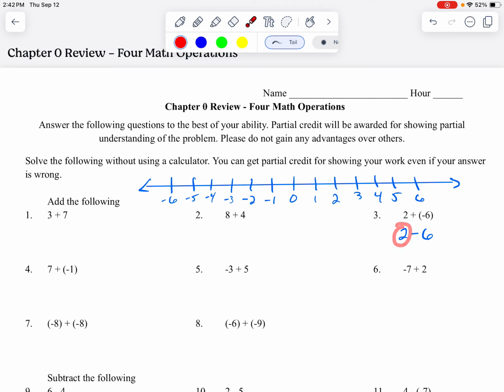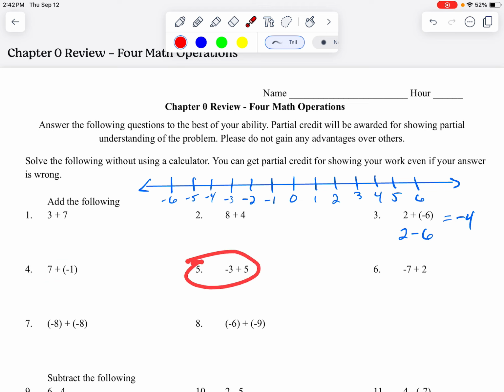So if we start at 2 and subtract 6, that means we're going to be going left on the number line: 1, 2, 3, 4, 5, 6, to negative 4. So this would be negative 4. We could do a similar kind of thing here.